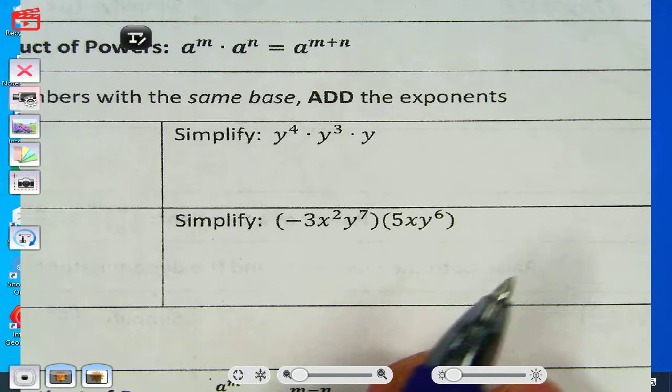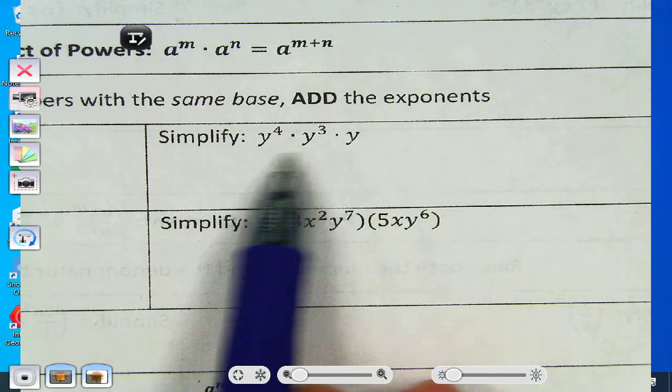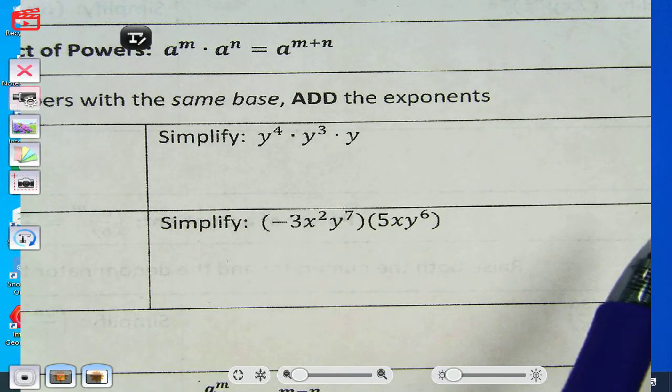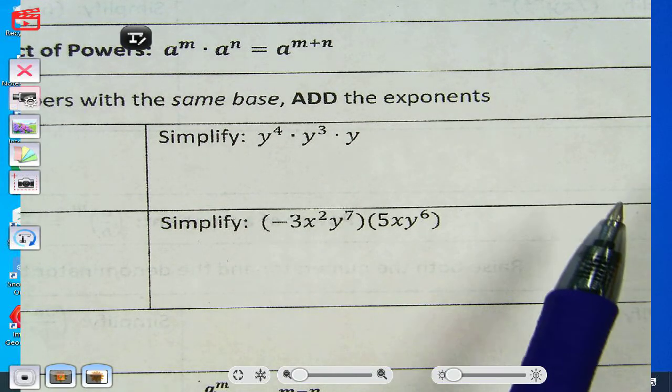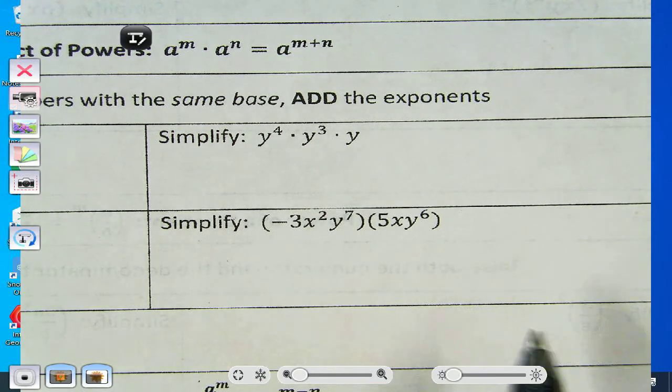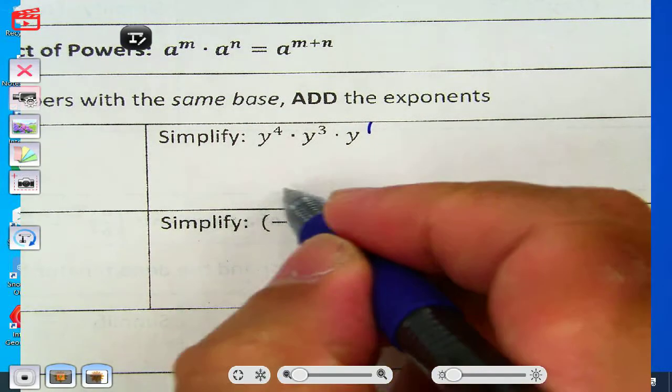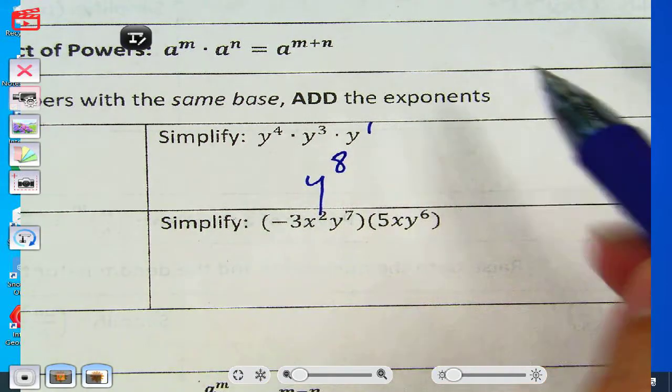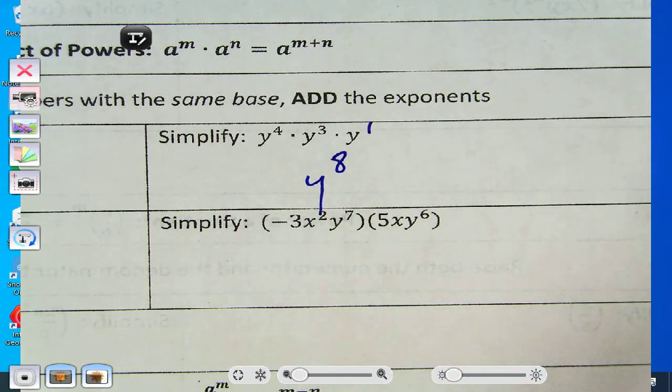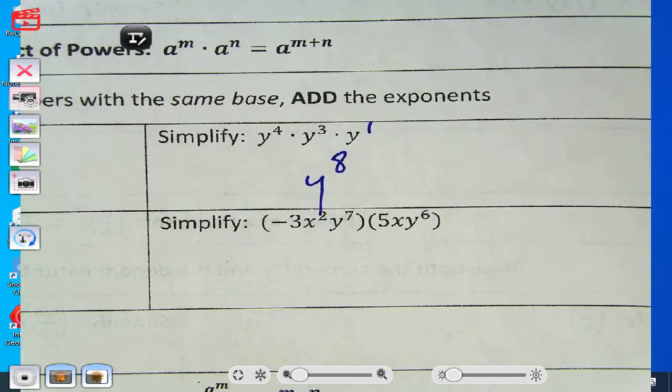Here we have y's. They're all the same base. What are the exponents? 8. Okay, how's it getting 8? There's a 4 and a 3. There's a 1. That's right. The invisible 1. So that's right. So it's y to the 8. 4 plus 3 plus 1. See, you guys already know how to do this.